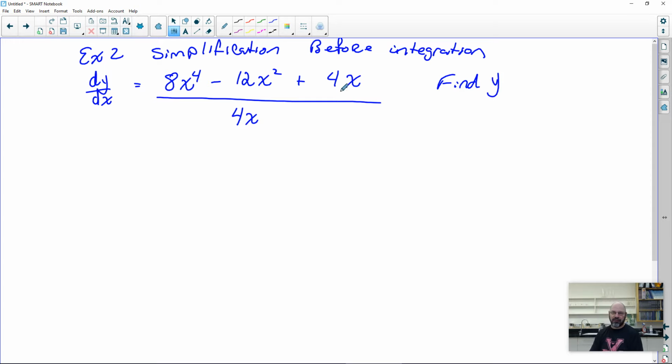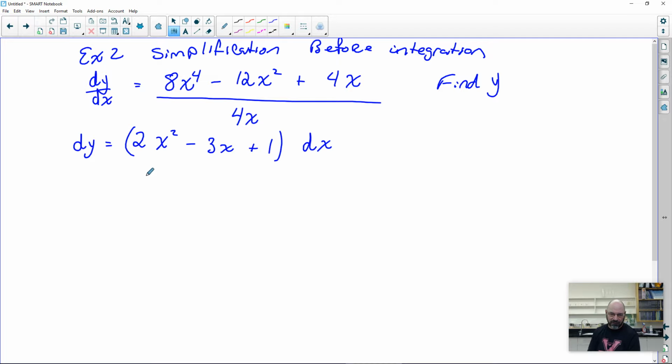Okay, so in this case, these are all dividable, so we'll divide out the 4x. So we can write this as dy equals, now I'm going to divide this out at the same time. 8 divided by 4 is 2. x to the fourth divided by x to the 1 is x cubed. Minus 3x plus 1, bracket, dx. Okay, so we do the simplification before we integrate in this case.